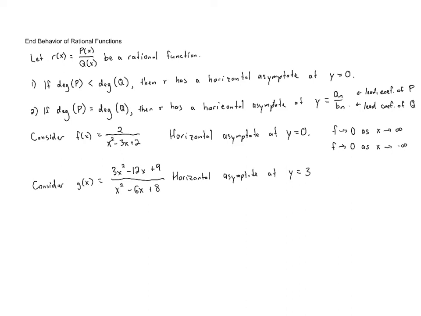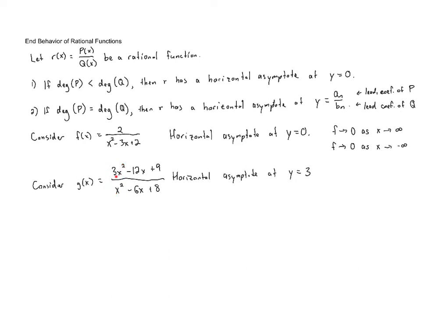Now, why does this happen? The reason is when we look at a polynomial, either one of these, and we look at very large values of x, either in the positive direction or the negative direction, the leading term is going to be much, much larger than the subsequent terms. So really, the behavior is all based on what's happening on the leading terms.